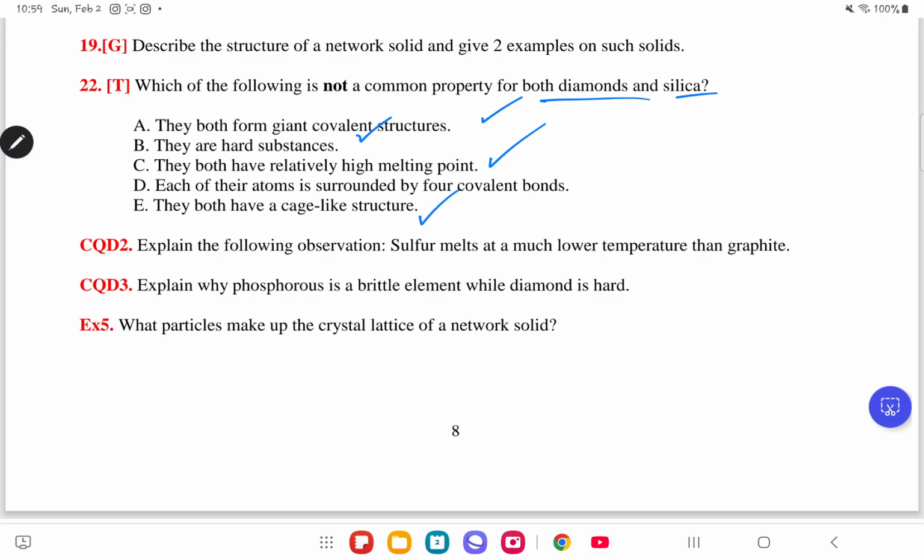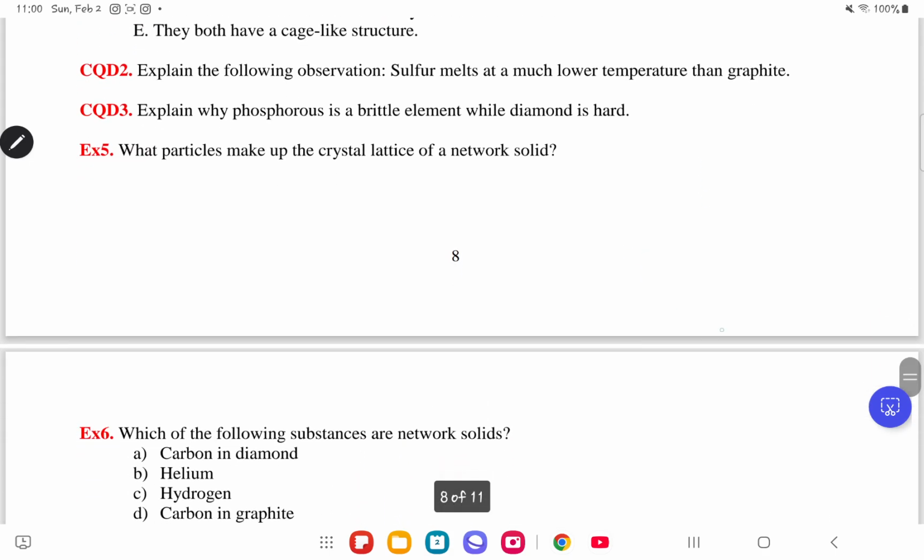Now, the only difference is that their atoms are surrounded by 4 covalent bonds. Because diamonds, yes, their atoms are surrounded by 4 covalent bonds, but silica, its atom is surrounded by 4 oxygen bonds, but 2 silicon bonds. So it's not 4 covalent bonds. This is if we're talking about SiO2. Okay, so definitely D is the answer because it's not a common property for both diamonds and silica.